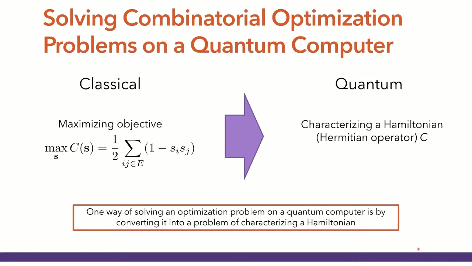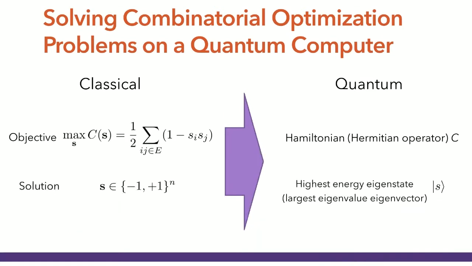We're going to take this classical optimization problem and convert it into a problem of characterizing some Hamiltonian. The spectrum of that Hamiltonian will encode the objective function. And then the highest energy eigenstate of this Hamiltonian would encode the configuration that maximizes the objective function. Let me quickly unpack this.